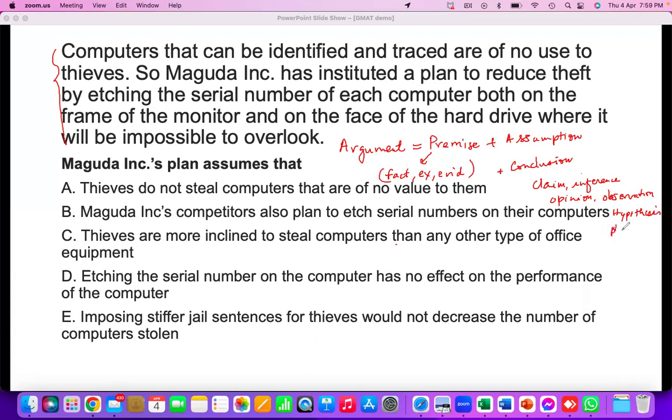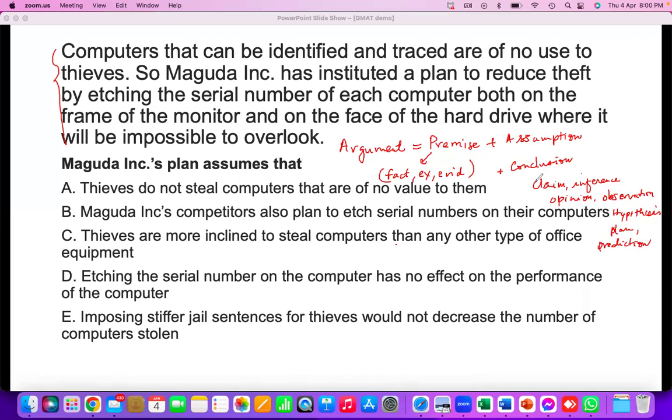Something like plan, strategy, observation. So these are the things which are there in conclusion. Anything which is futuristic, anything which is opinion, anything prediction. Let me write this one up. Prediction. Prediction is also opinion, right? So conclusion is understood as claim, inference, opinion, observation, hypothesis, plan, or prediction. This is what? Conclusion. So two things are clear.